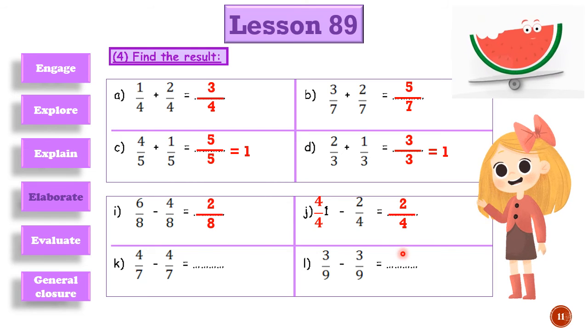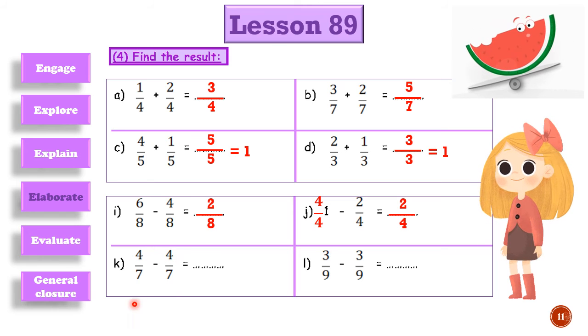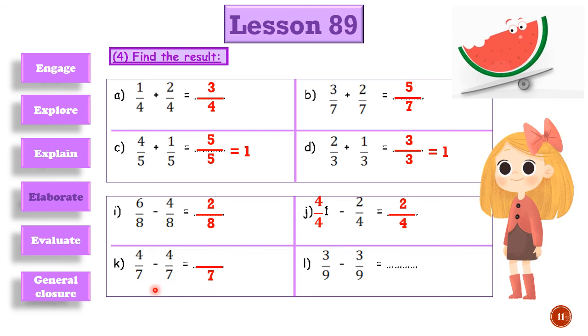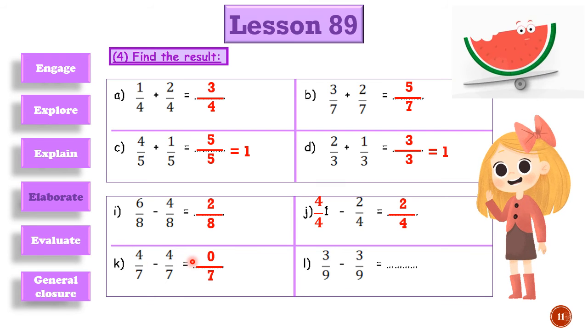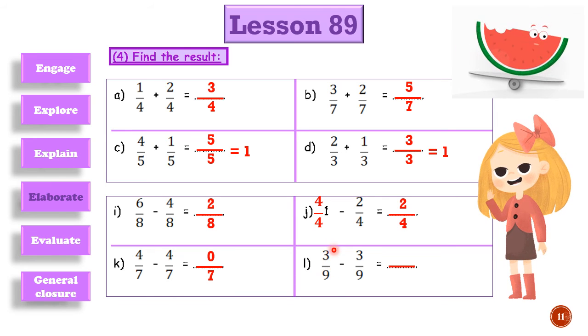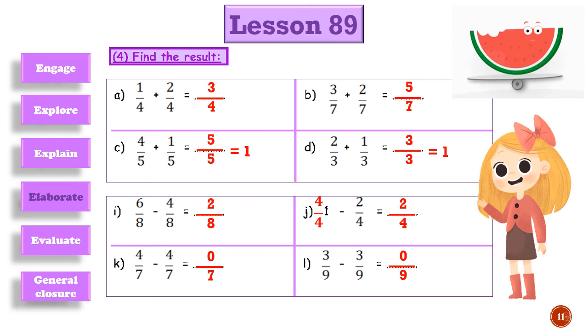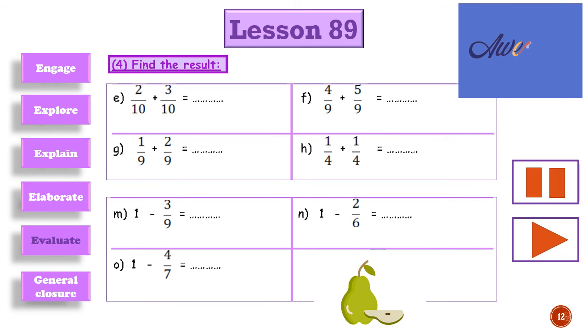2 fourths. Good job. Here we have 4 sevenths minus 4 sevenths. The same denominator, write it. And 4 minus 4 equals 0. It will be 0 sevenths. Okay. Here we have 3 ninths minus 3 ninths. The same fraction minus the same fraction. It will be 0 ninths. Good job. Now let's evaluate our understanding. Just press pause, then press play to listen to our explanation.